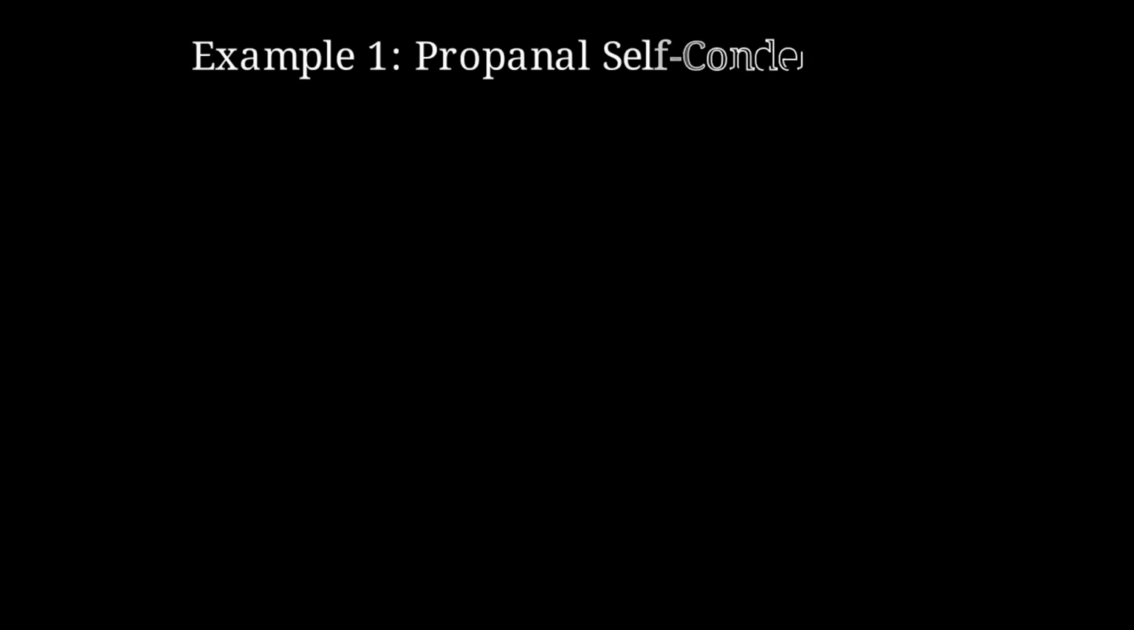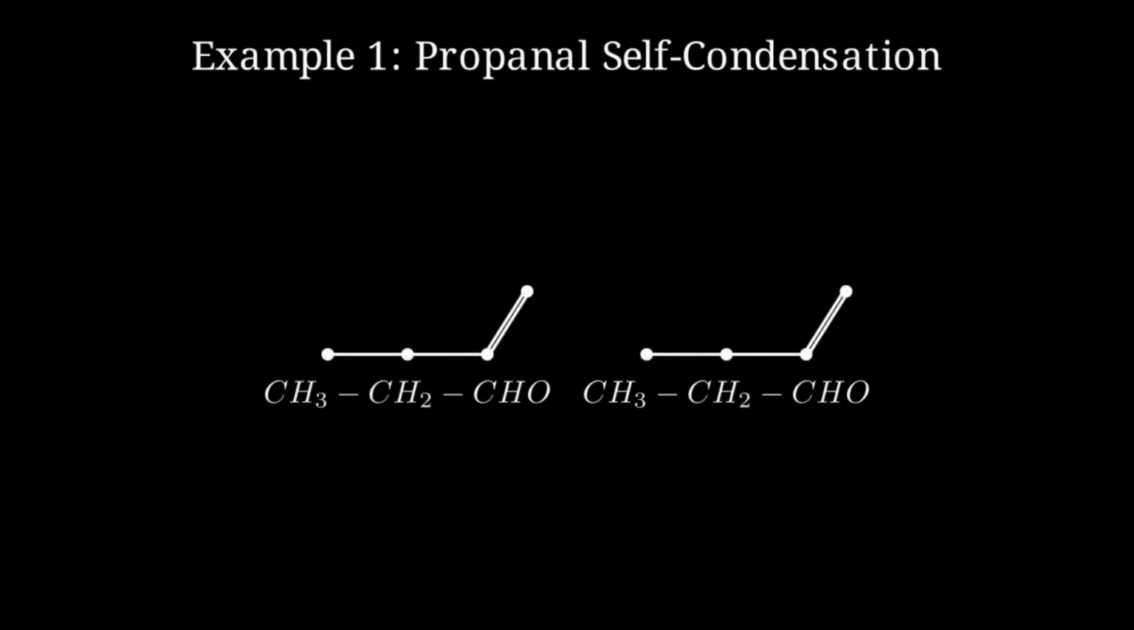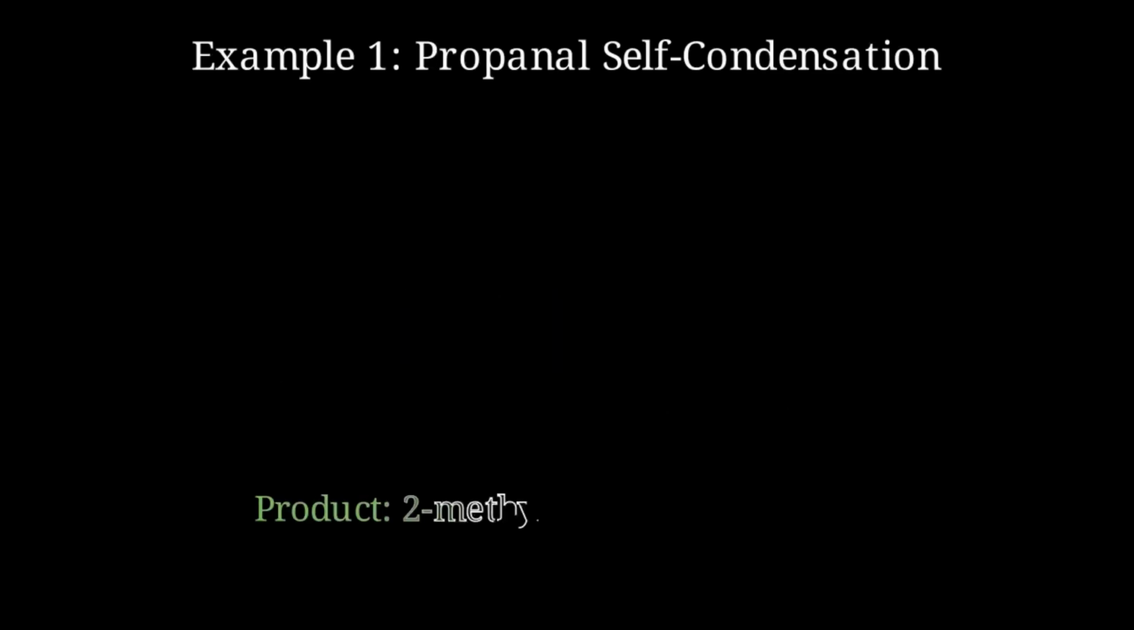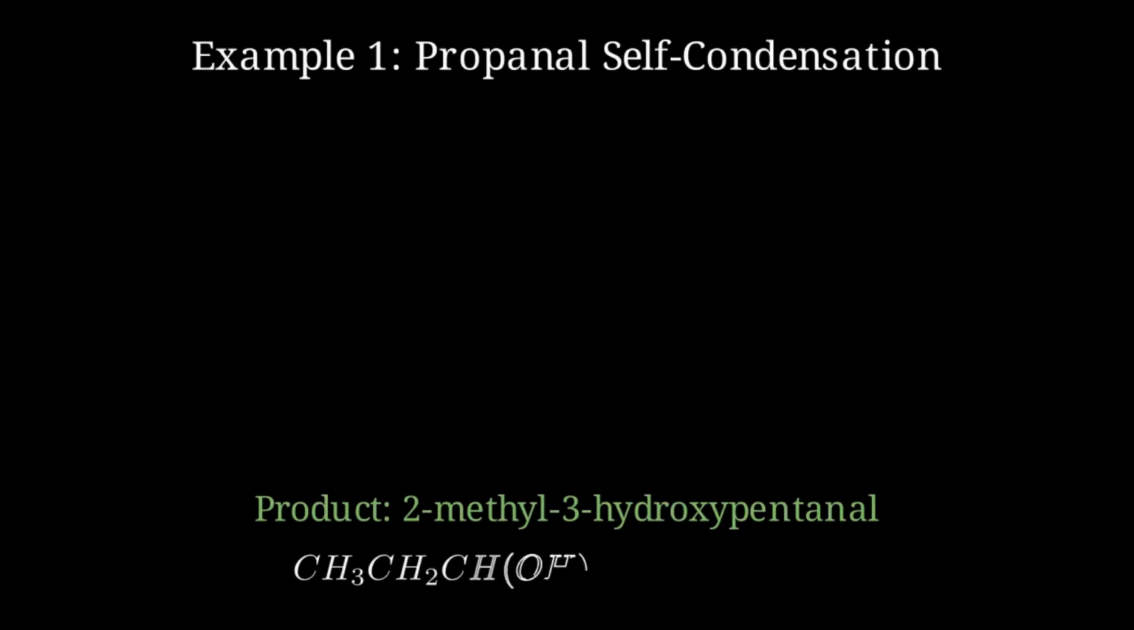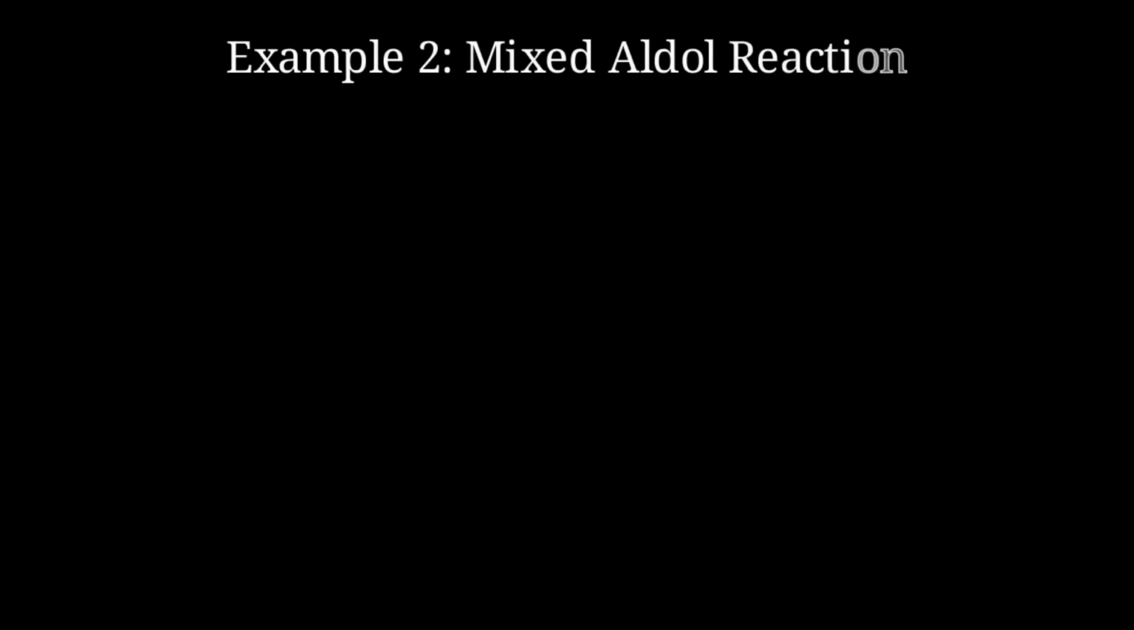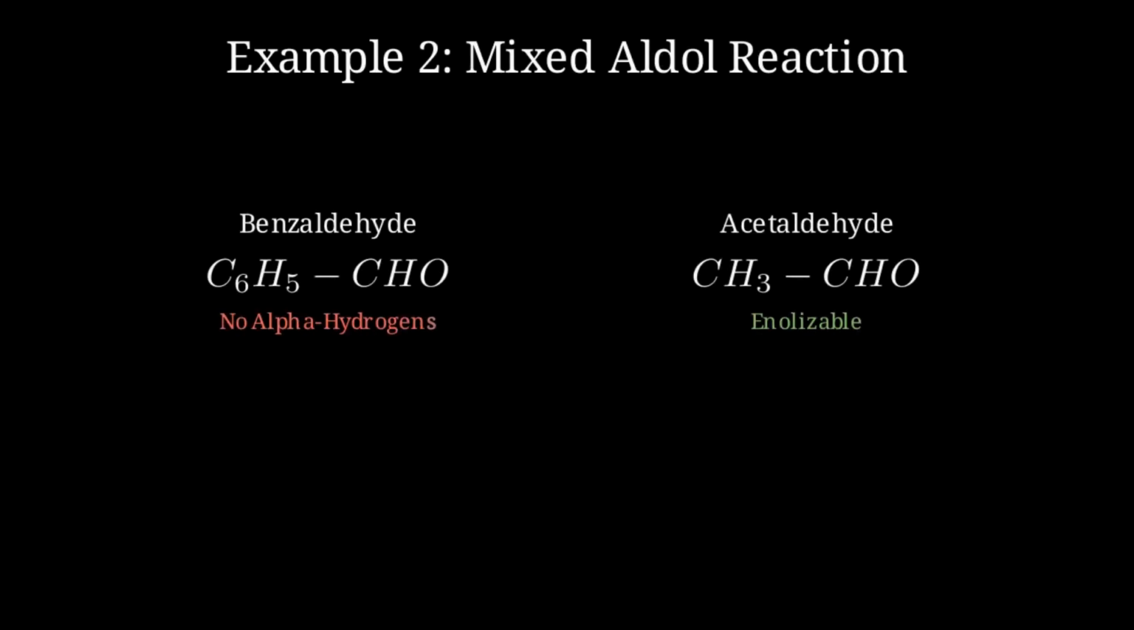Let's look at an example using propanal. Note that the bond always forms at the alpha carbon. In this case, the branching at the alpha position results in 2-methyl-3-hydroxypentanal before dehydration occurs. In a mixed or crossed aldol reaction, we use two different carbonyls.